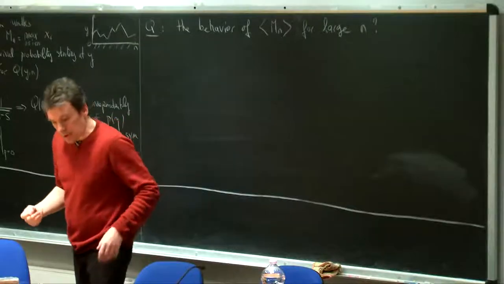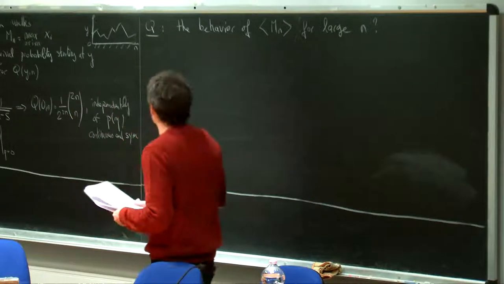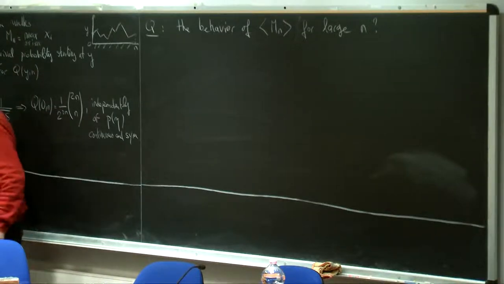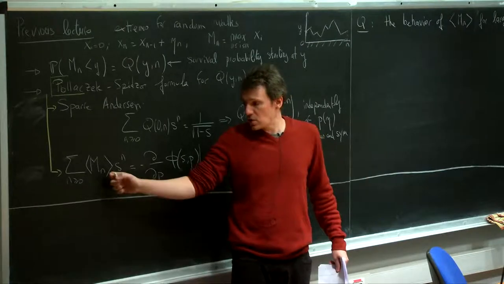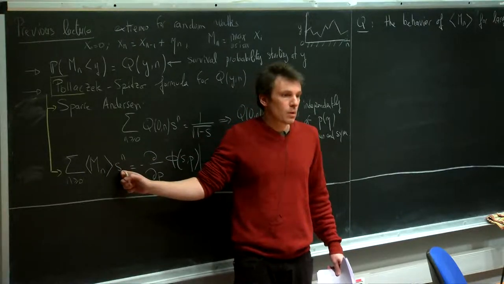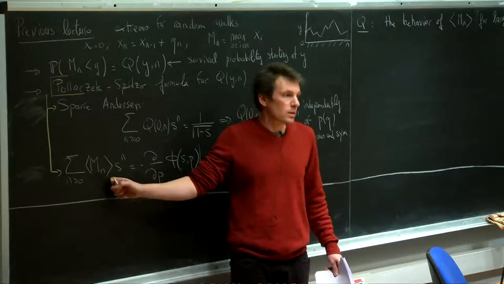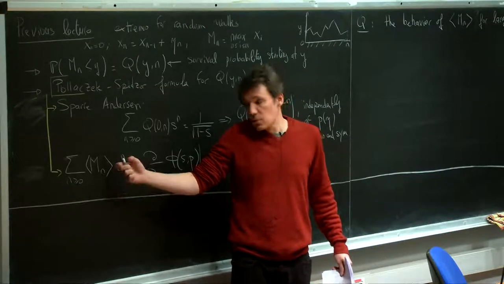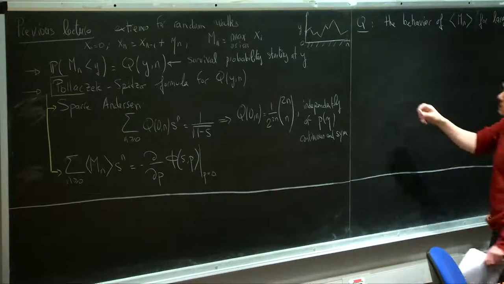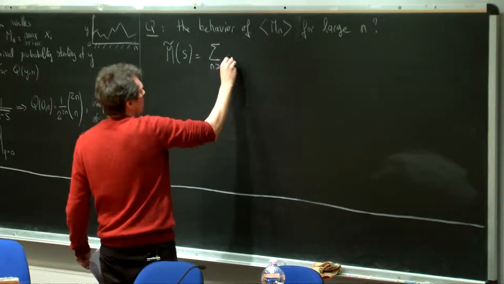In general, that's really something one needs to know. When you have such a formula and you know the generating function of a series like that, then if you want to know the large n behavior, you need to understand how this series behaves when s goes to 1. Typically, in most cases, the radius of convergence of this series is finite, and typically it's 1. Let me call this function M tilde of s, the generating function of what I wrote here.